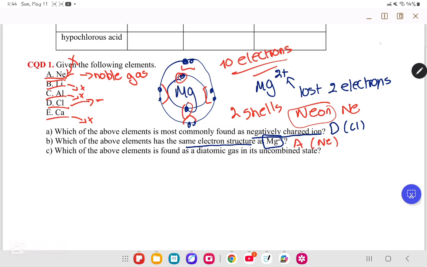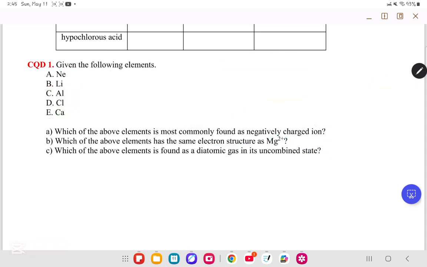For the last one, it says, which of the above elements is found as a diatomic gas in its uncombined state? This is a very logical and easy question. Neon cannot be a diatomic gas because it already has its electronic configuration. It does not need to react with anything else to gain, lose or share electrons. Lithium is a metal, it cannot be a gas. Aluminium is a metal, it cannot be a gas. Calcium is a metal, it cannot be a gas. So this leaves us with D, which is Cl. Logically, it becomes Cl2. So that's it, very simply.